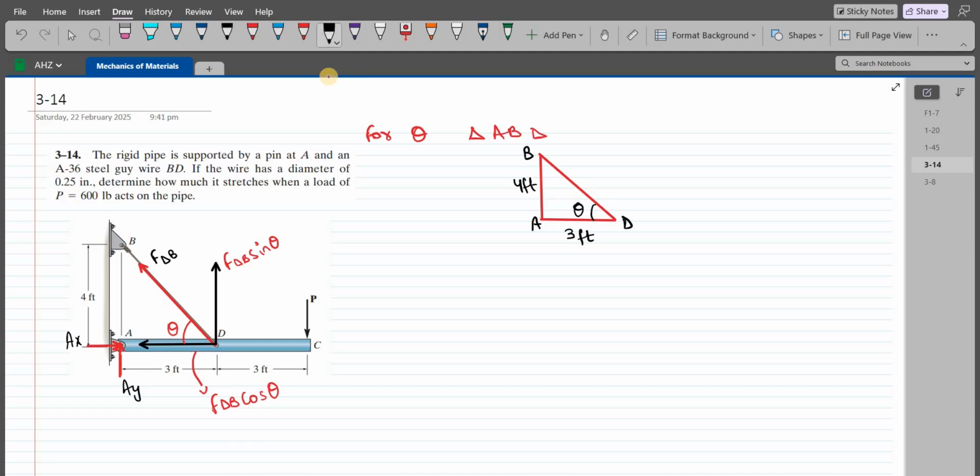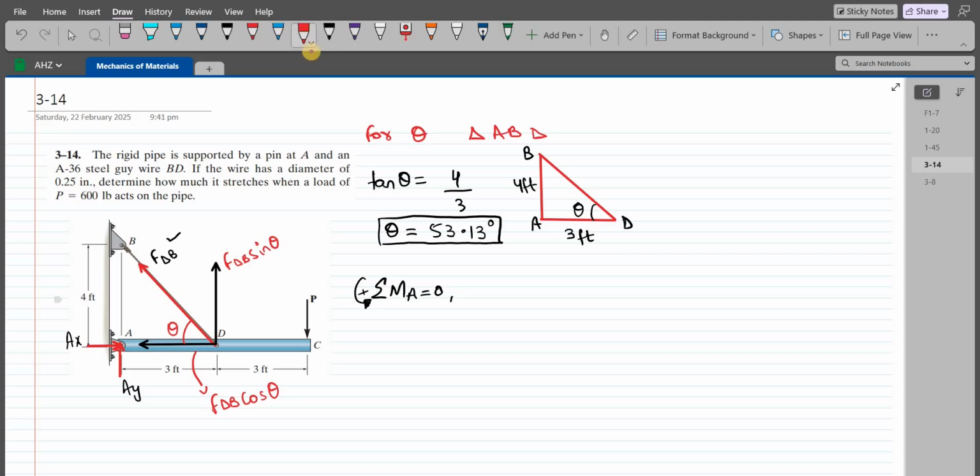So we can use the ratio of tan theta. So tan theta is equal to opposite, which is 4, over adjacent, which is 3. So theta comes out to be 53.13 degrees. Now we can apply our equations of equilibrium to find the force in the wire BD. My first equation is summation of moments at point A equals to 0.